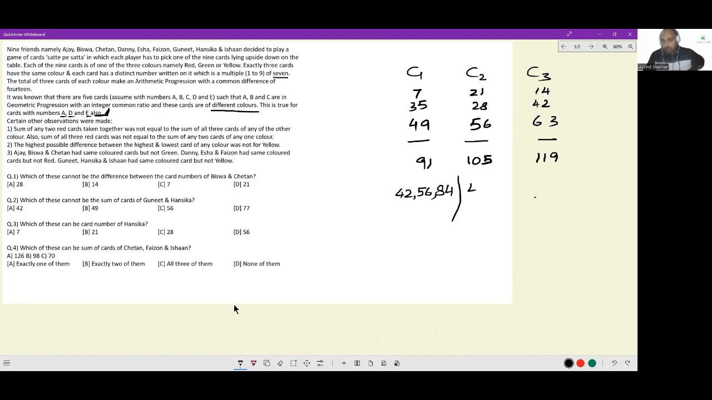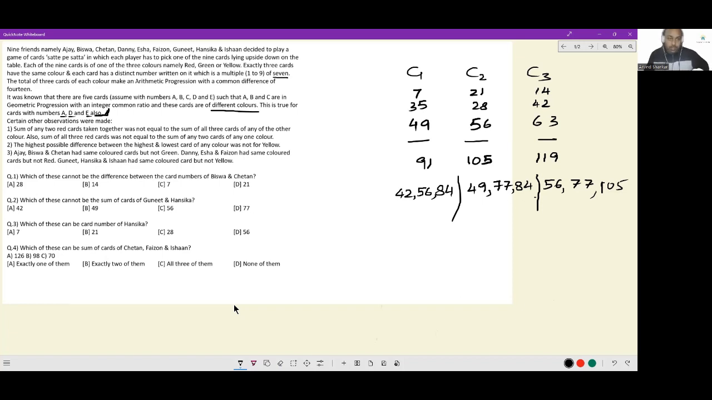Here the summation will be 49, 77, and 84. Here the summation will be 56, 77, and 105. Sum of two cards taken at a time.